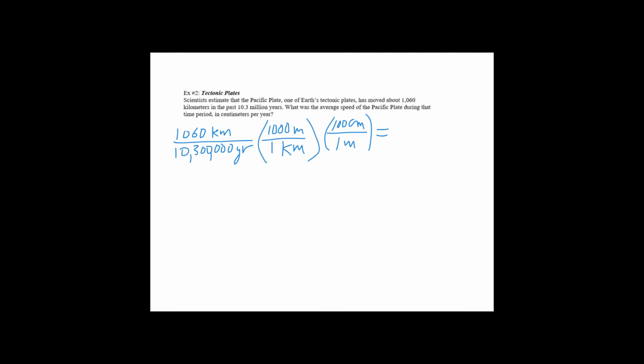And I get an answer of 10.29 centimeters per year. This is a very interesting answer if you think about what a centimeter is. A tectonic plate moves about 10 centimeters in 1 year. In our third example, we have Kevin reading the first 80 pages of a 280-page book in 4 days. At this rate, how long will it take him to finish the book?